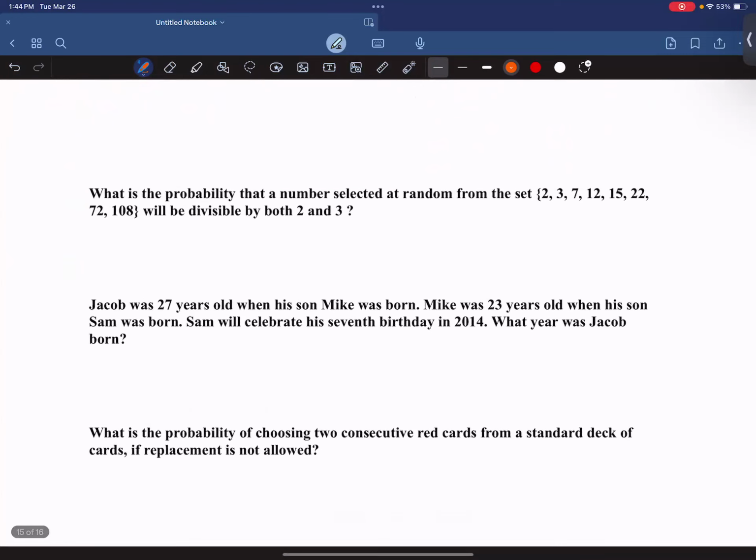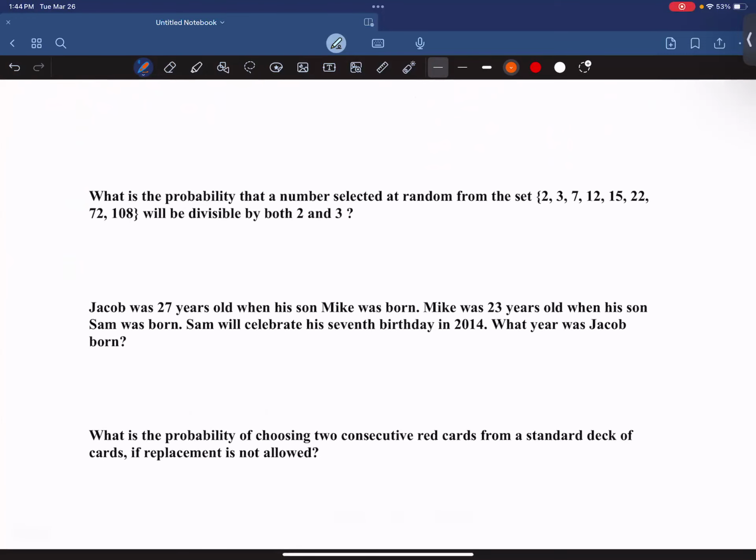All right. What is the probability that a number selected at random from the set 2, 3, 7, 12, 15, 22, 72, and 108 will be divisible by both 2 and 3? Well, what does it mean to be divisible by 2? Well, divisible by 2 means it ends in an even number. Okay, any even number. Well, what are our even numbers? 2, 4, 6, 8, and 0 are even numbers. If it ends in any of those, it's divisible by 2.